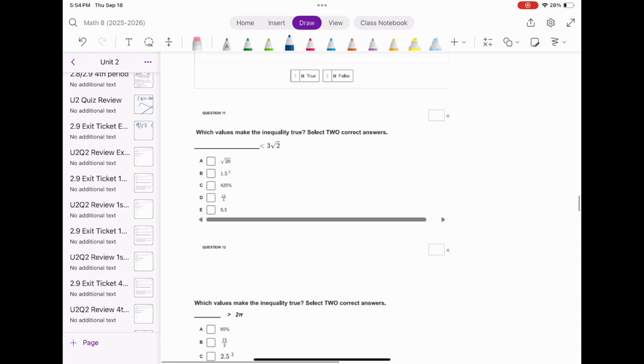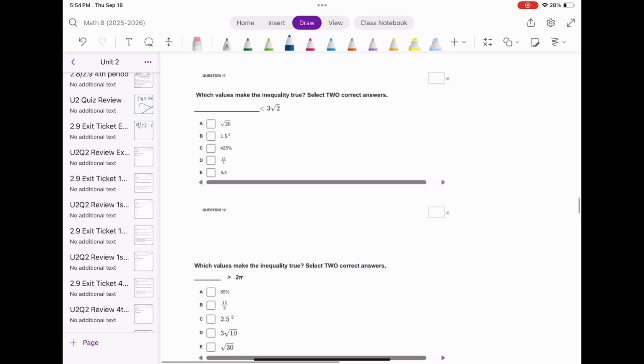Okay, let's do number 11. Now for 11, I want to remind you that it really helps you guys when you write this in words. So it's asking which values make the inequality true. So meaning what answers are going to be less than 3 square root of 2. And you guys, I need you to write which number or which answer is less than. So that inequality sign, put it in words because it's really helping you in the test.